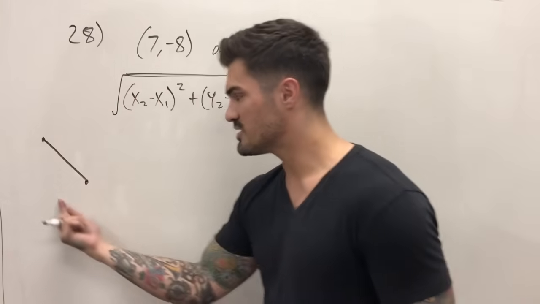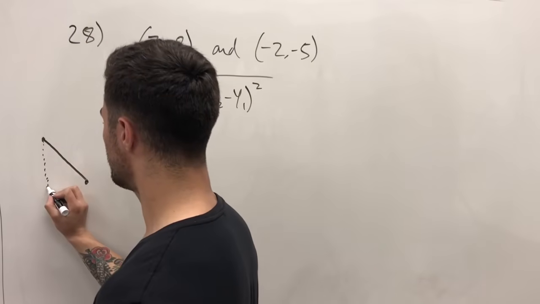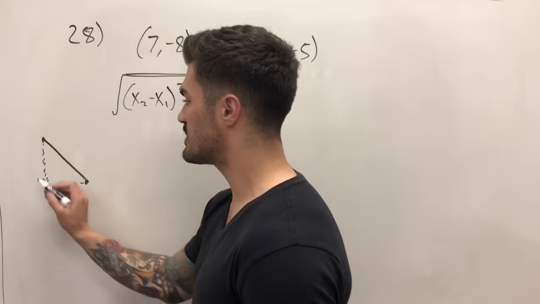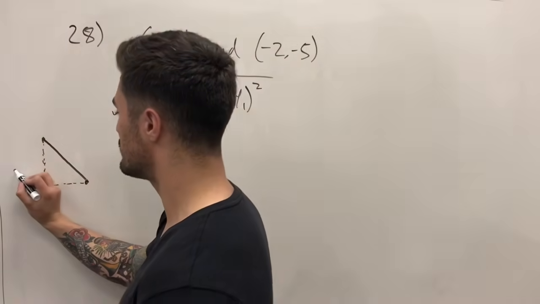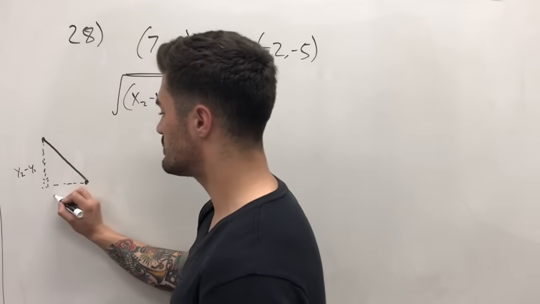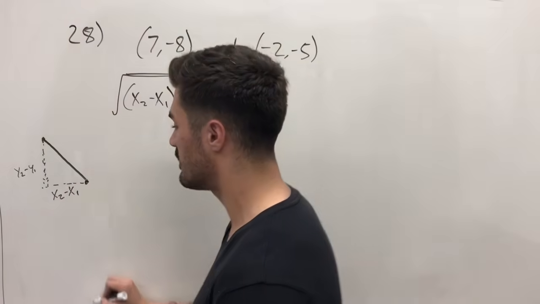What is the distance between these 2 points? Well, I can form a triangle, or more specifically a right triangle, right? And I can use the Pythagorean theorem because I can find this side. This is the difference between my two y values, y2 minus y1. And this is the difference between my two x values, x2 minus x1, all right?